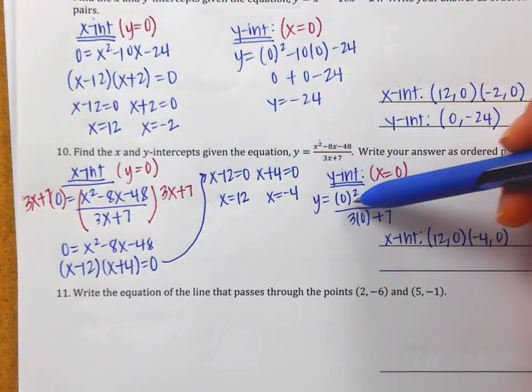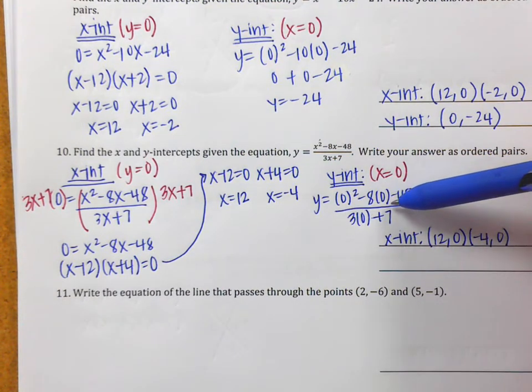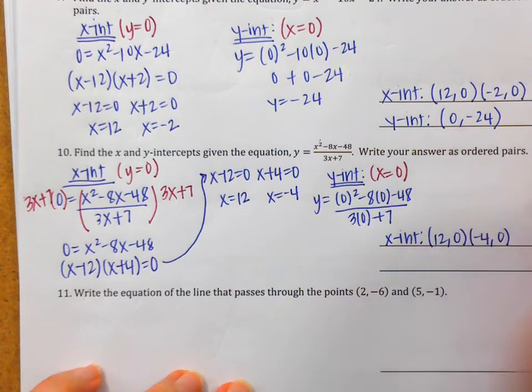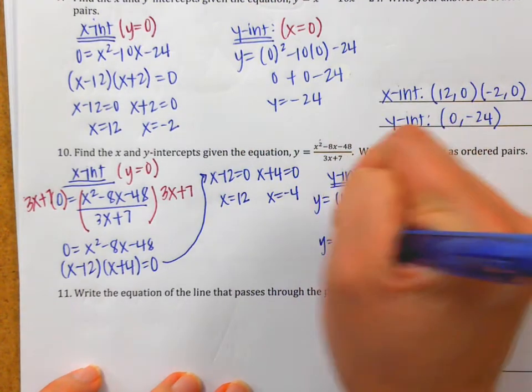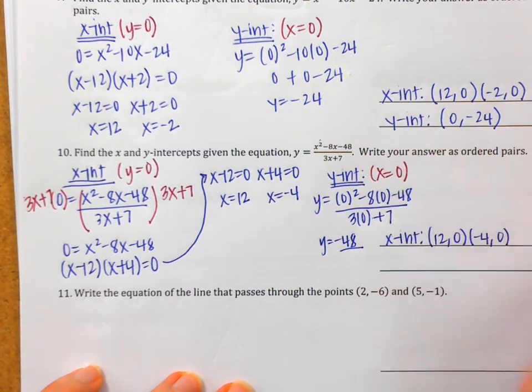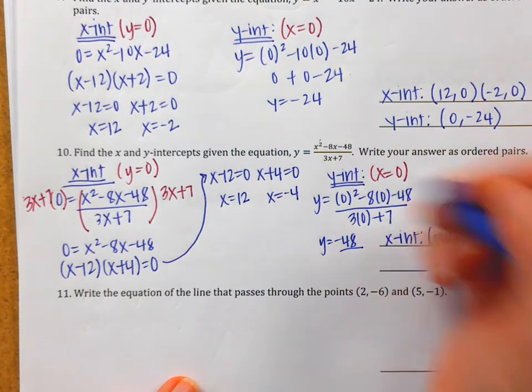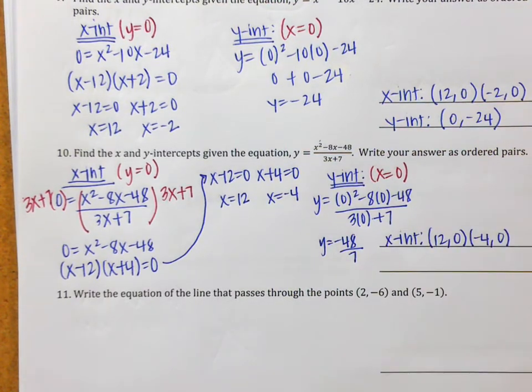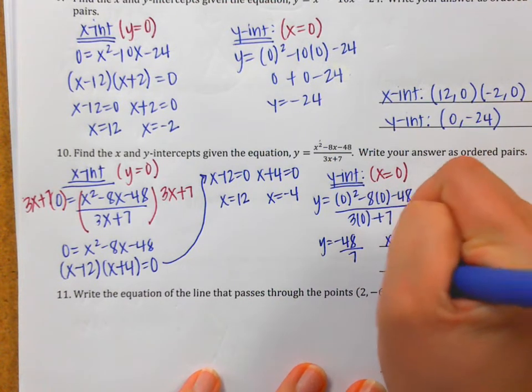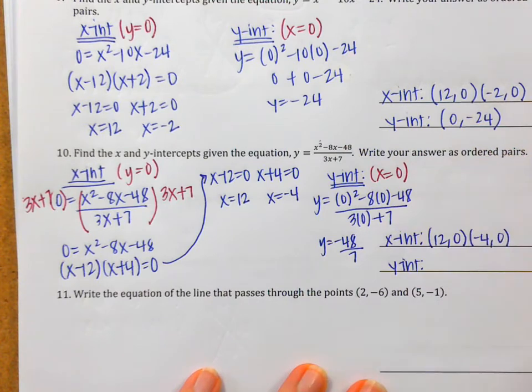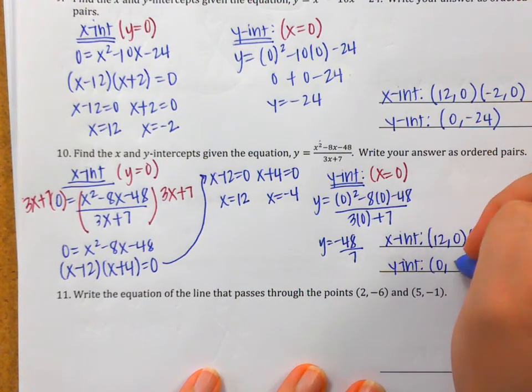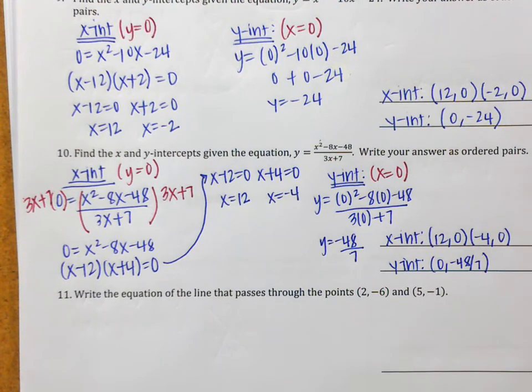Well, 0 squared is 0. 8 times 0 is 0. Minus 48, so 0 minus 48 is negative 48. 3 times 0 is 0, and 0 plus 7 is 7. Can I simplify that further? I can't. And so just keep it as a fraction. So then my y-intercept as an ordered pair would be 0, negative 48 sevenths. And that does it for x and y-intercepts.